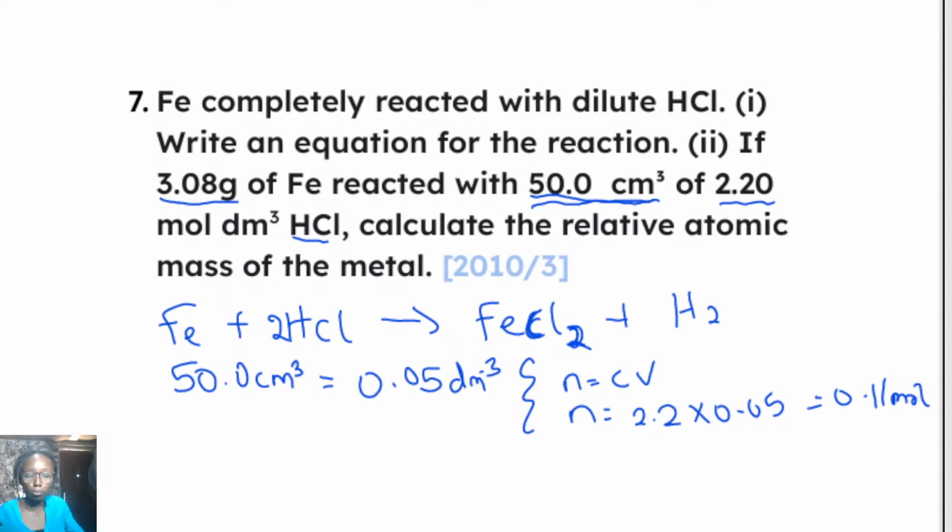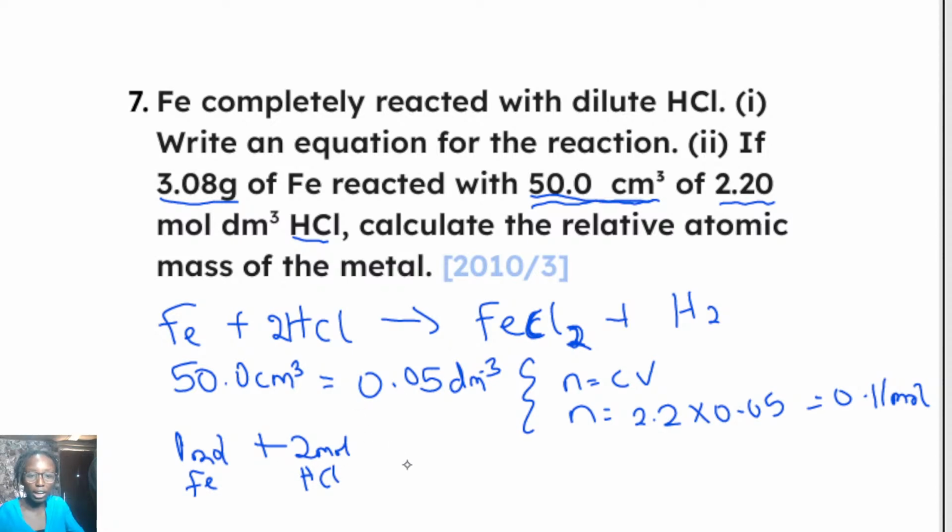So 0.11 moles. So what else are we looking for? They asked us if this amount in grams of iron reacted with this amount of hydrochloric acid, calculate the relative atomic mass of the metal. That's what they're asking. Now remember, if you look at the equation, 1 mole of iron reacts with 2 moles of hydrochloric acid. So I'll just write Fe for iron and HCl. I don't know if you noticed that.